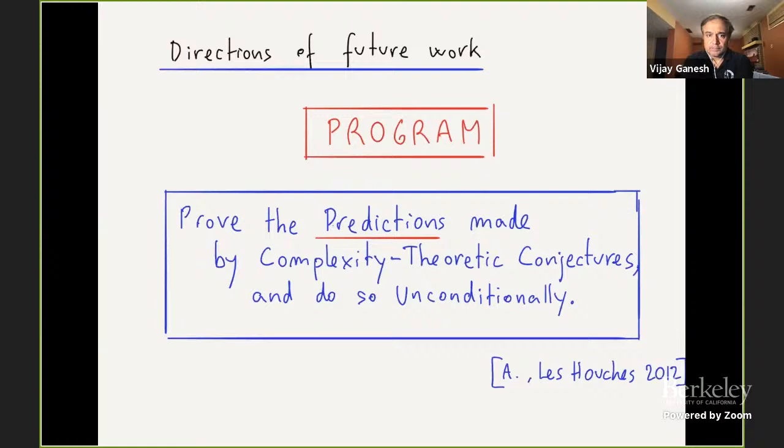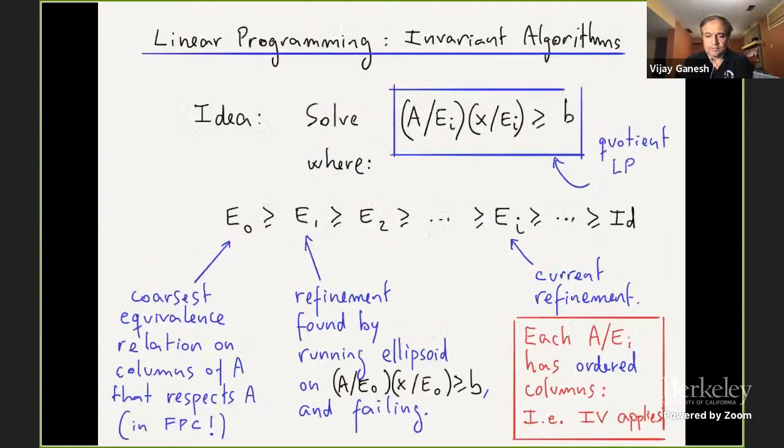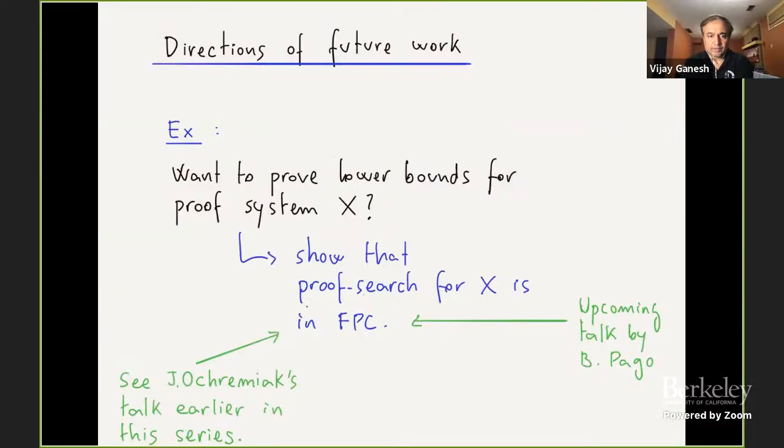Thank you. Any other questions? I had one question. If you may go back to the last slide where you showed, I'm trying to understand what you're saying here. You're saying that FPC is this restricted version. It doesn't completely characterize P, right? It characterizes some large fragment of P. And if you show that proof search for a proof system X is easy by showing that proof search is in FPC, then that would in turn imply a size lower bound on proof system X. Basically, that's what you're saying. Yes. Okay.